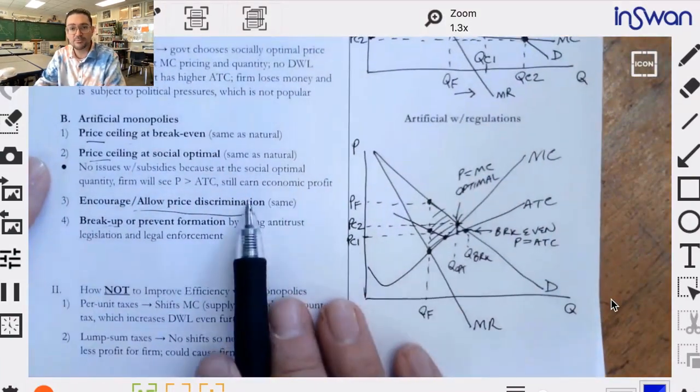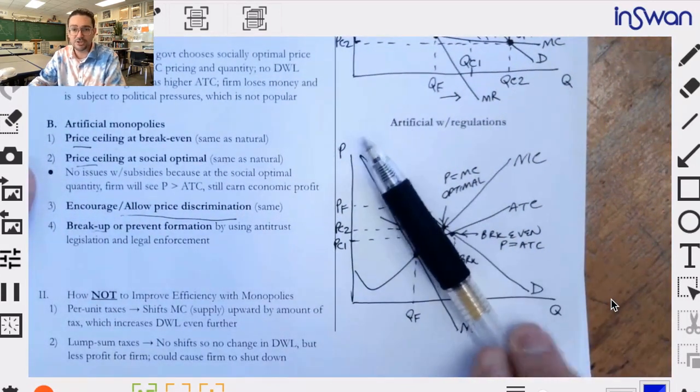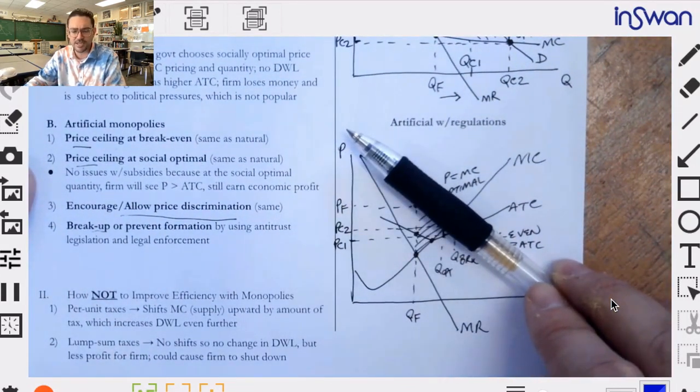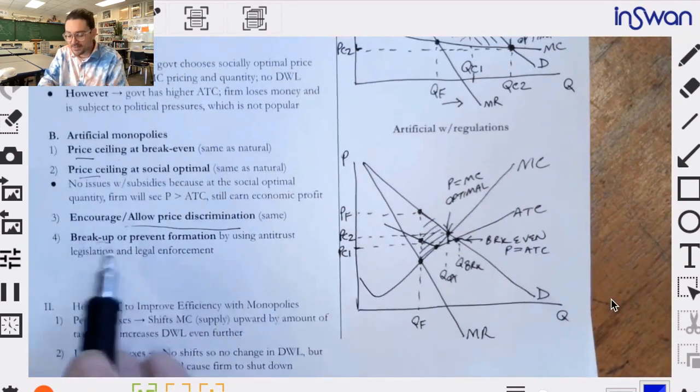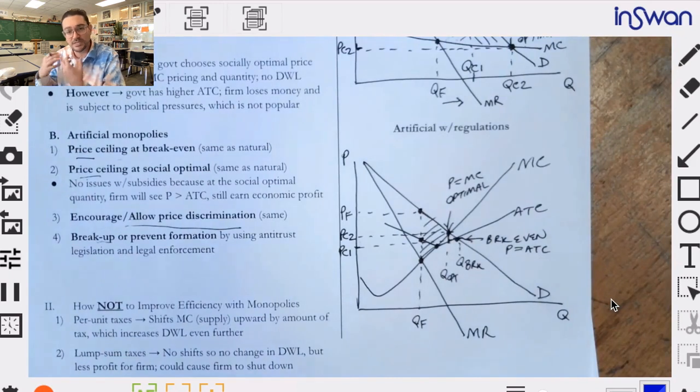Now, as with the natural monopoly, I'm going to zoom back out just a bit here. As with the natural monopoly, we could let them price discriminate, and that would shift that marginal revenue up to being part of demand. That would eliminate all the deadweight loss, but it still has the same problems that we just talked about. And the last choice that we could have, typically governments don't take over industries that have artificial monopolies, but they could break them up or prevent their formation by using what's called antitrust legislation.